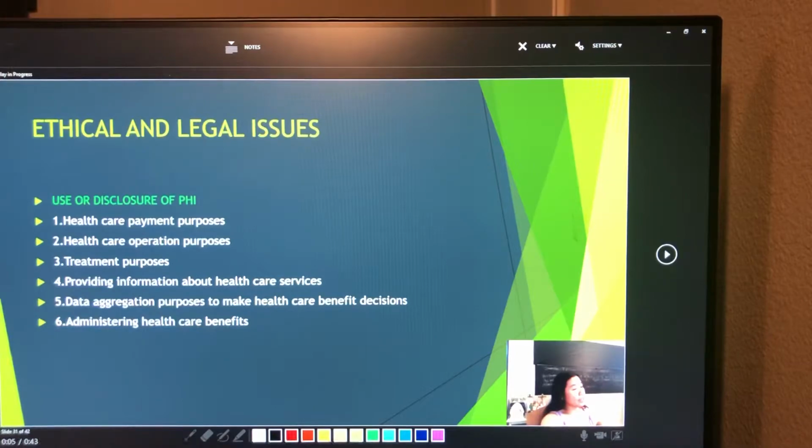Healthcare agency use and disclosure of PHI. Number 1, healthcare payment purposes. Number 2, healthcare operation purposes. Number 3, treatment purposes. Number 4, providing information about healthcare services. Number 5, data aggregation purposes to make healthcare benefit decisions. Number 6, administering healthcare benefits.